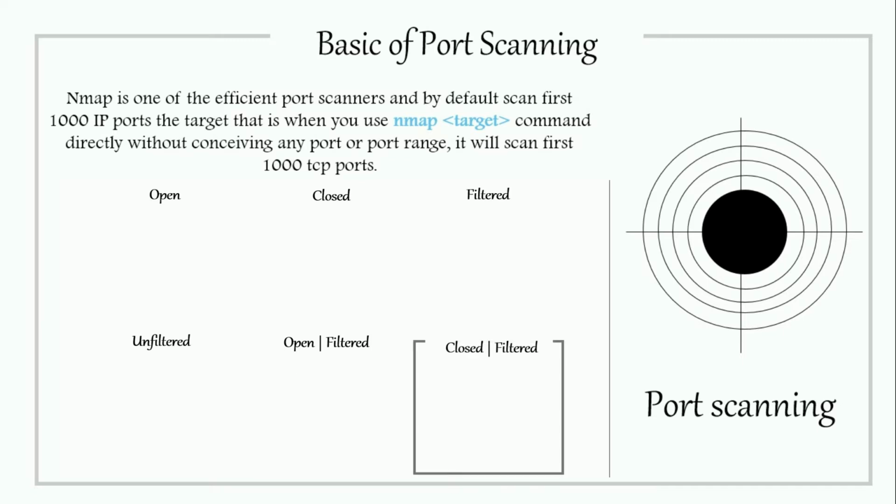Closed filtered. This state is used when Nmap is unable to determine whether a port is closed or filtered. It is only used for the IP-ID idle scan.